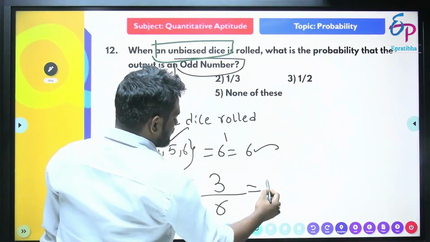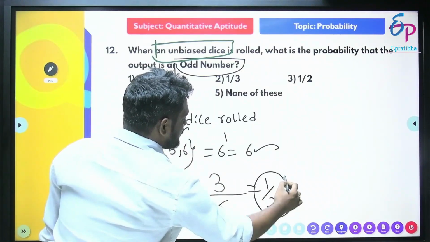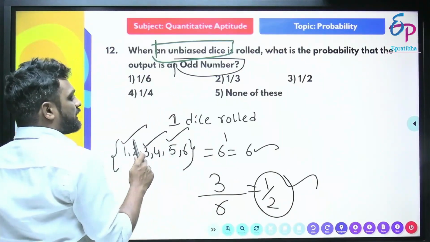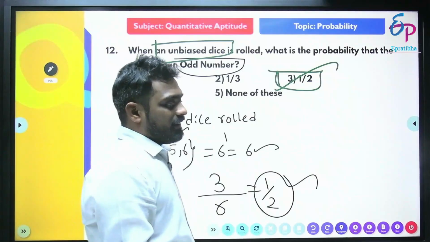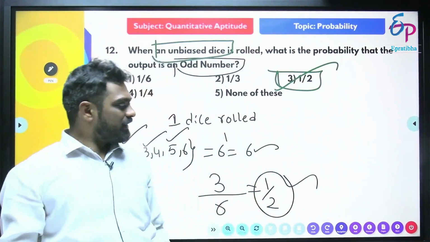3 by 6 means what exactly? 1 by 2 is the probability. Where is 1 by 2? 1 by 2 is option 3. Option 3 is the probability for the given question.